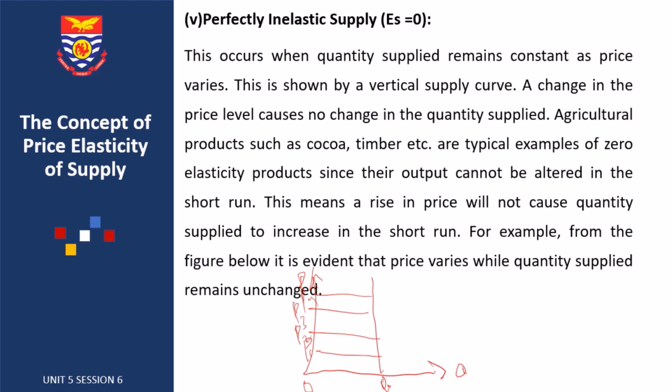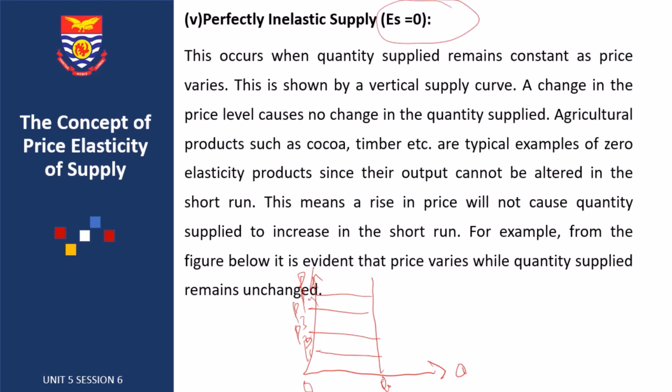So a change in the price level causes no change in the quantity supplied. We can see that agricultural products such as cocoa, timber, etc. are typical examples of zero elasticity products, since their output cannot be altered in the short run. And this means a rise in the price will not cause quantity supplied to increase in the short run. So, for example, as we have in this figure, we have different prices, but the quantity supplied is still the same. And here we are talking about the coefficient of price elasticity of supply being equal to 0.